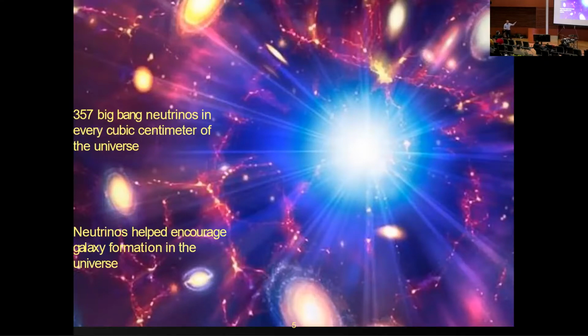Now, they also played a big role in the development of our universe. It turns out that neutrinos helped encourage the formation of galaxies in our early universe. The fact that they were there and they added some energy density to the universe enabled galaxy formation to happen. And so in a really very real way, you can think of the fact that we are here as partially a result of neutrinos.